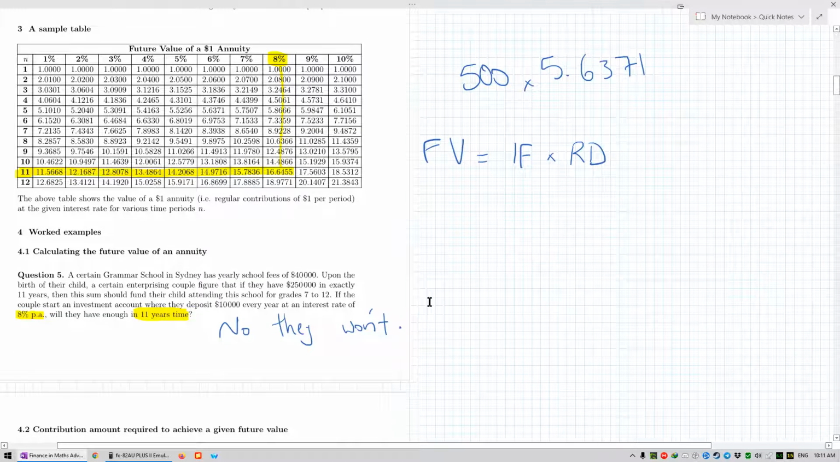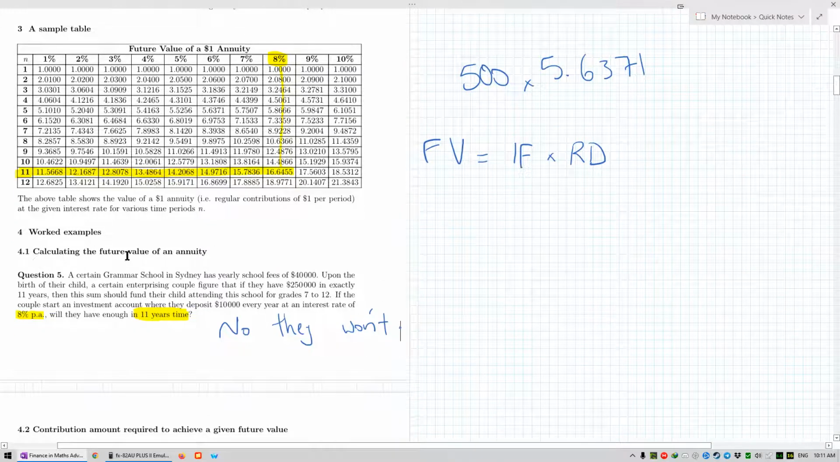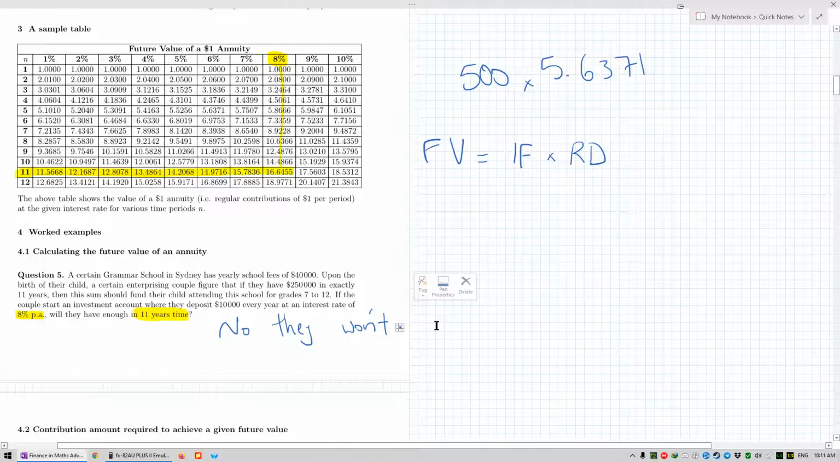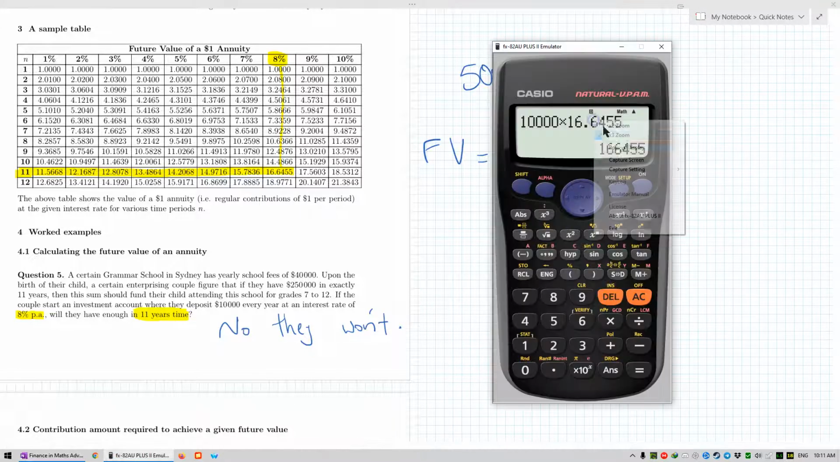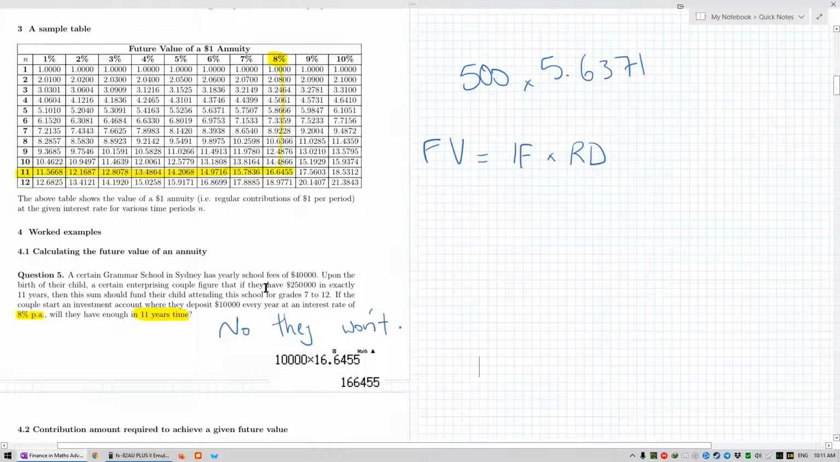Okay. Moving on to the next type of question. So that's the first type. It's where you calculate the future value of an annuity. So we calculate the future value of this annuity if they deposit $10,000 every year at 8% per annum for 11 years. What will it be worth? Well, it will be worth $166,000. That's how much they will have. So that's not $250,000. They needed $250,000.